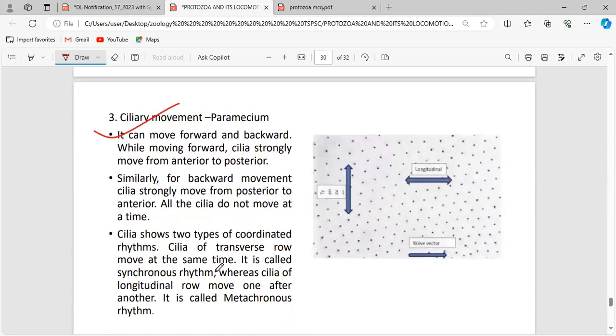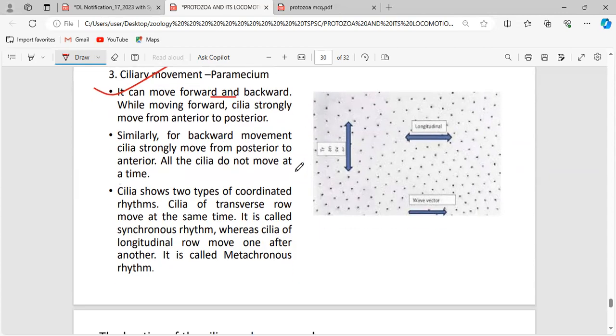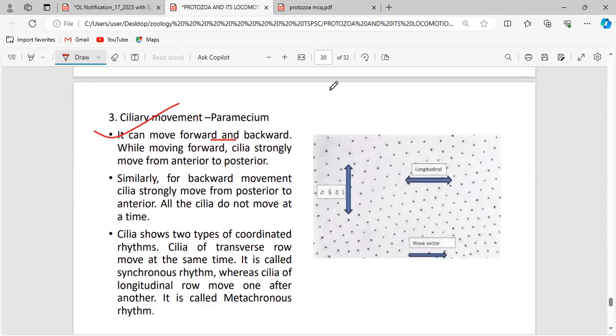And the next one is ciliary movement. In ciliary movement, the best example is Paramecium. Paramecium movement mainly occurs by the movement of the cilia. It can move both forward as well as backward. Cilia can move both forward and backward. If the animal moves forward, the cilia move in the head to tail direction.